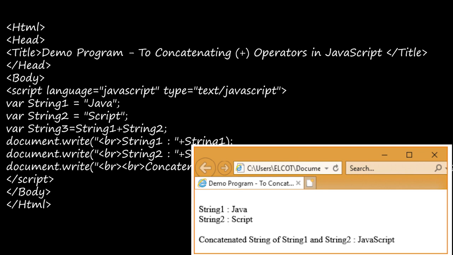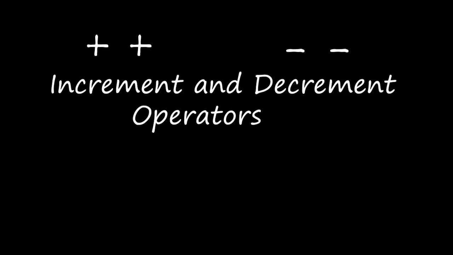And the next one is increment and decrement operators. Plus plus, that is the increment operator for a single operand. In the same way, minus minus is the decrement operator. Here we are going to see about pre-increment and post-increment also. Plus plus is the increment operator for a single operand.